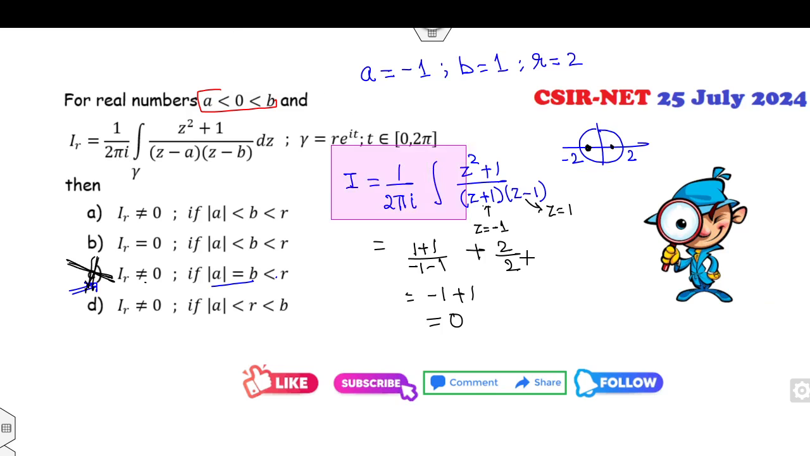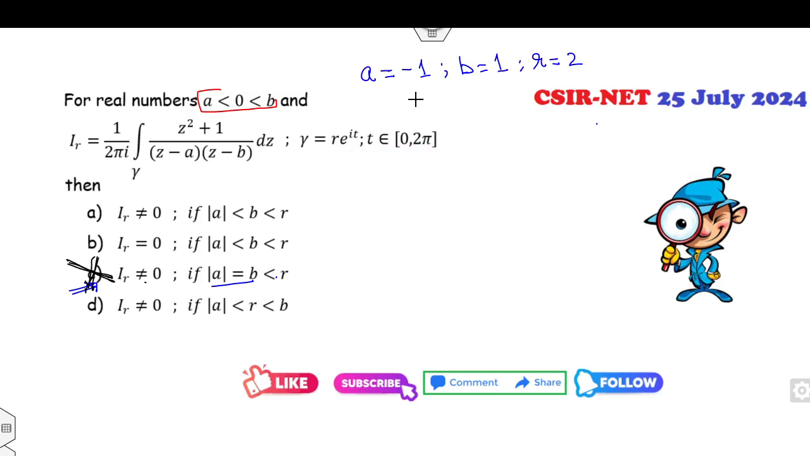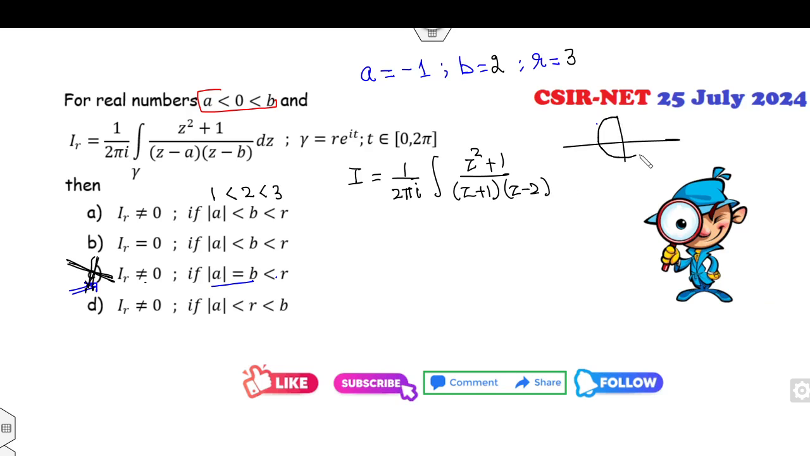Fine. Now, look at the first option, because this case is not satisfied. So what I can do is I can choose another number. I can choose b is equal to 2, r is 3. So then 1 is less than 2 is less than 3, satisfied. In that case, your I will be 1 upon 2 pi iota, integral of (z square plus 1) over (z plus 1)(z minus 2), circle whose radius is 3. What are the poles? The poles are -1 and 2, both single poles.